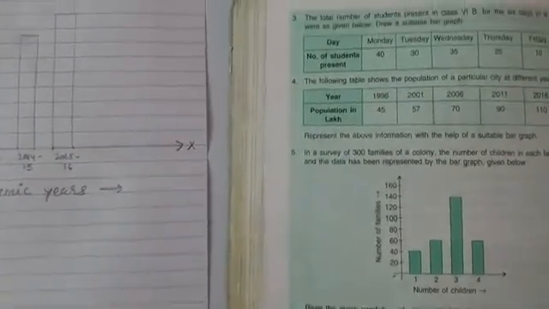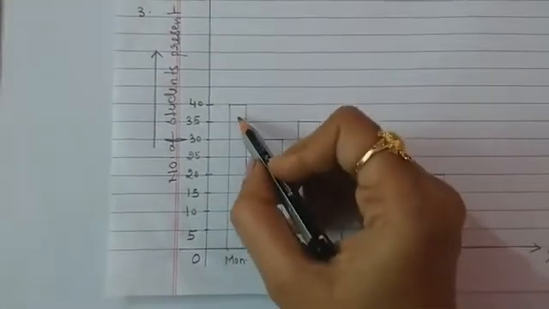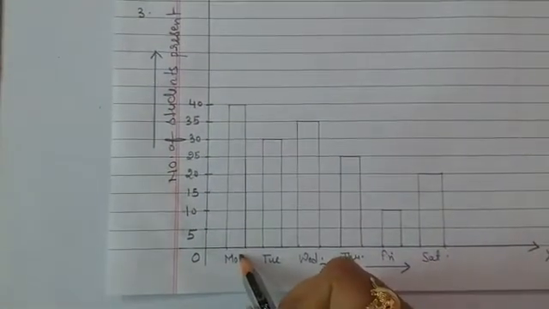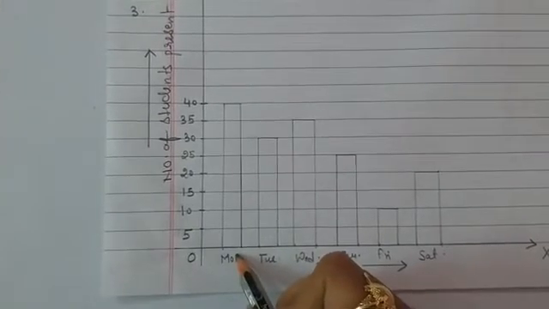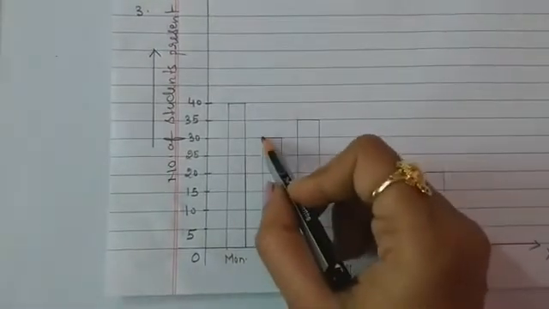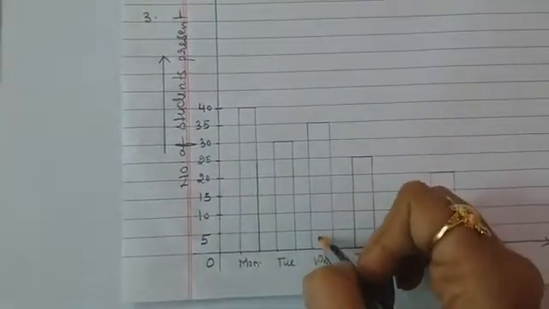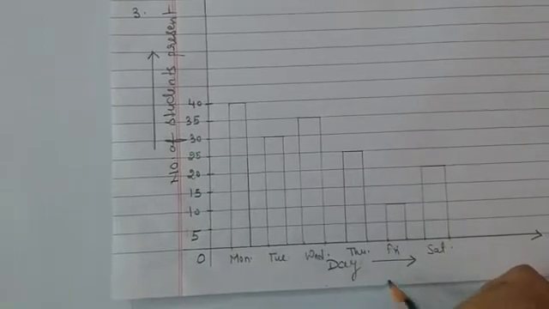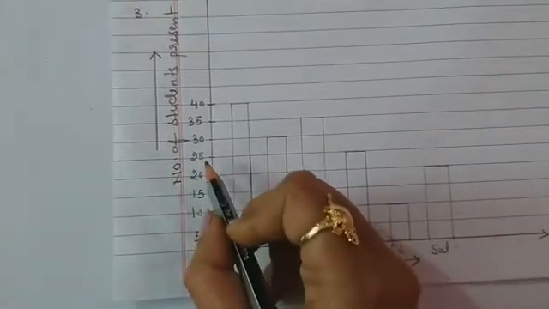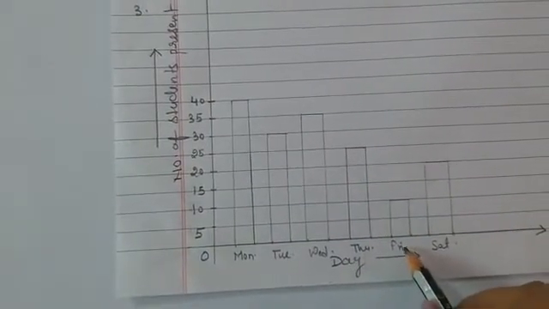On Monday, how many students are there? 40. So we will draw like this. Tuesday, 30 students are there. We will draw like this. Wednesday, 35. Where is it? 35 is here. So, like this. Thursday, 25 students. 25 is here. Okay. Friday, 10 students.